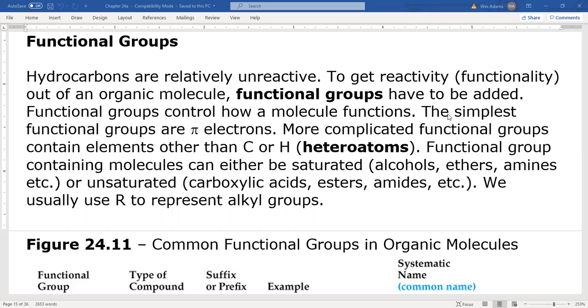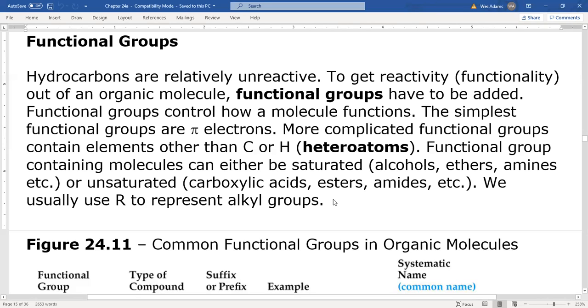The simplest functional group, we'll call those pi electrons, the double and triple bonds, which we've kind of already talked about. More complicated functional groups contain other atoms, which we'll call heteroatoms, like maybe an oxygen or a nitrogen. They can be saturated, meaning there's no double bonds, like alcohols, ethers, amines, or unsaturated, meaning that there's a double or triple bond, carboxylic acids, esters, amides, etc. R sometimes is used to refer to a generic alkyl group, some generic hydrocarbon group. It's not important to the discussion at hand.